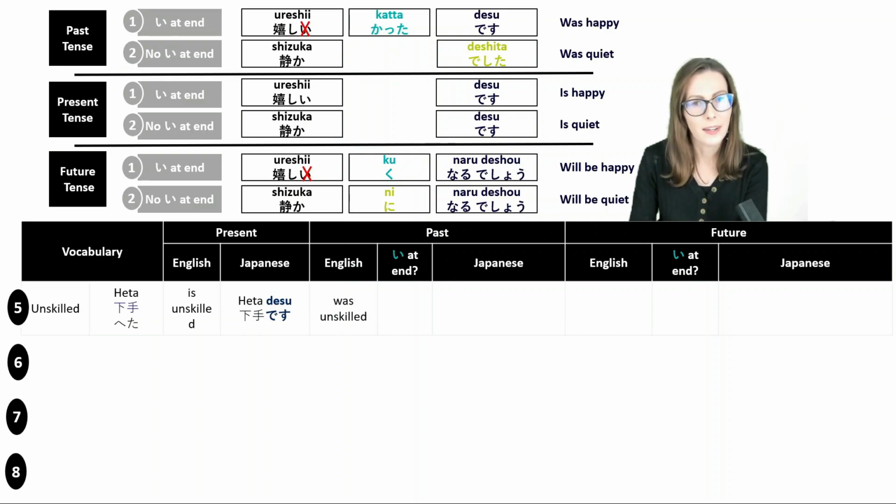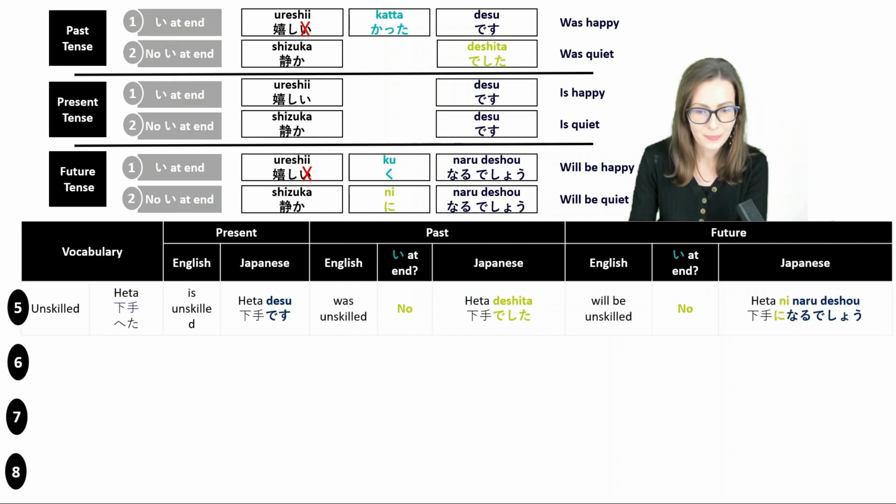How do we say was unskilled? Is there a hiragana I at the end? Is there one? I see none. That means you know it. It would be 下手でした, right? And what about the future? How do you say will be unskilled? Same question, same answer. The translation would be 下手になるでしょう, right? Great. Let's see the next one.